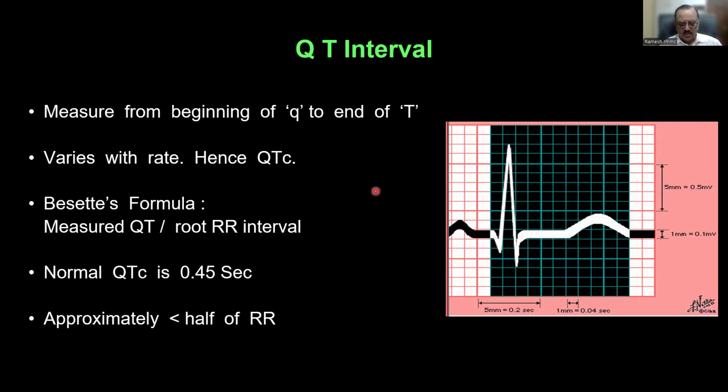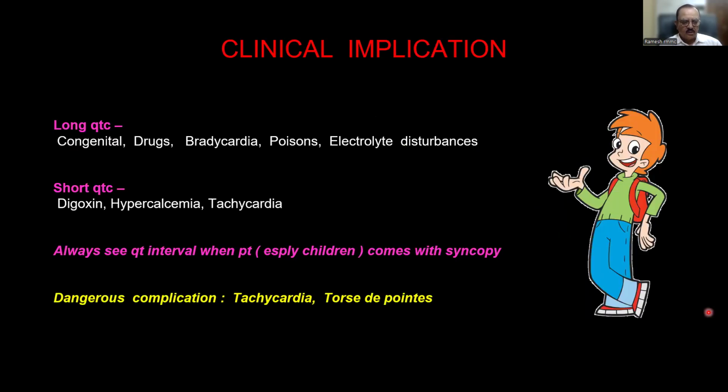That is, you take one R wave, the next R wave, the T wave should end within the half of one RR interval. I'll show you ECGs like that. Remember 0.45. So what are the clinical implications? If the QT is prolonged more than 0.45, we call it a long QTC. So what are the causes for the long QTC?